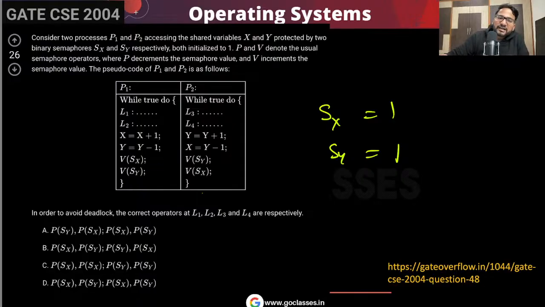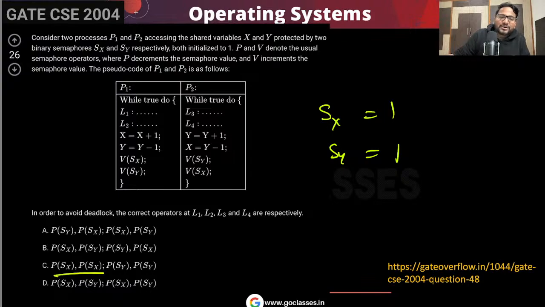Do you really think you will be worried about changing the order of V? No, changing the order of V actually doesn't really matter. But changing of this order will matter. So whatever the order is being followed, Y and X, then Y and X should be there. If X and Y is there, this is wrong. I mean, this can lead to deadlock.